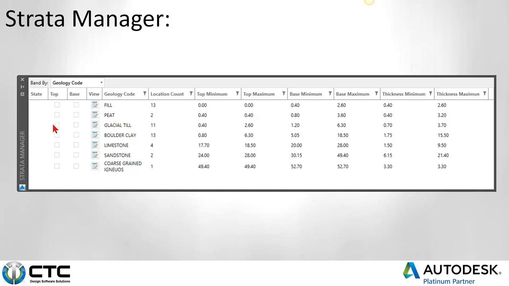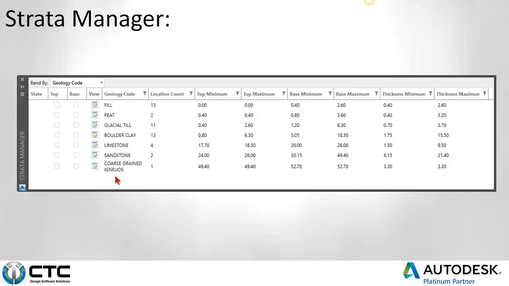What I can do is click boulder clay top, and it will generate a surface for me for all the tops of boulder clay. And then maybe top of fill. Well, I really don't need top of fill because that is my EG surface, but I could do bottom of fill, or base of fill, and that will generate a surface for the bottom of the fill. And then boulder clay, either top or bottom.